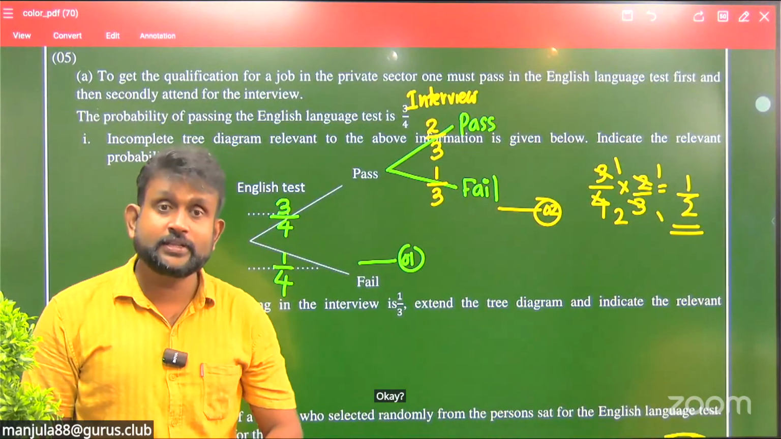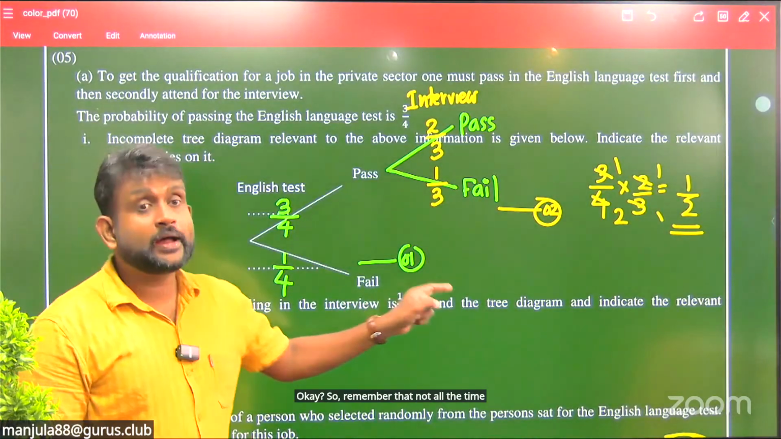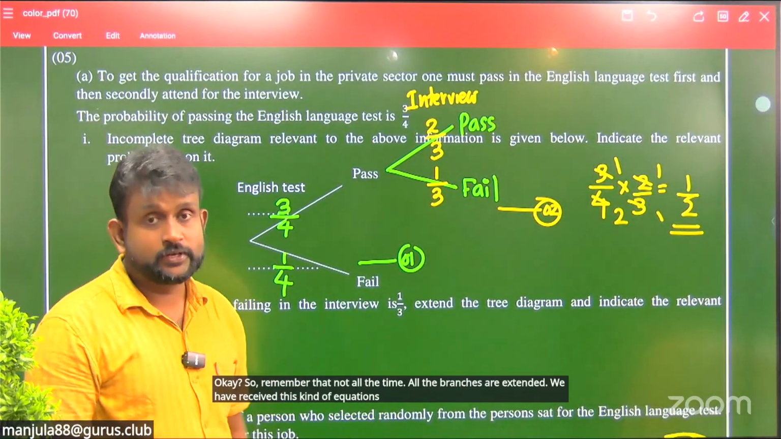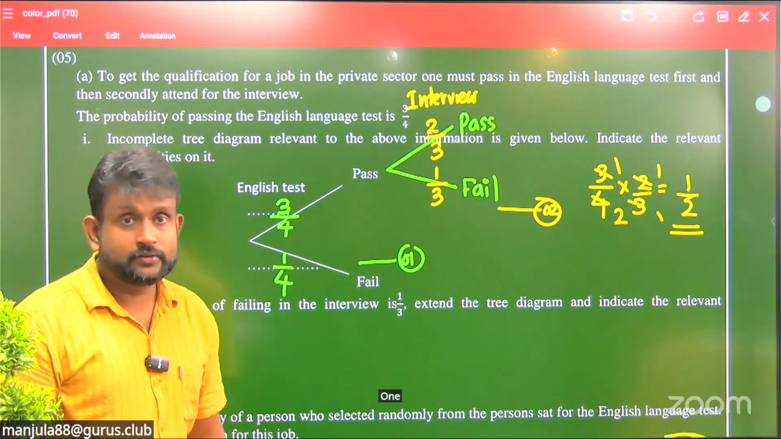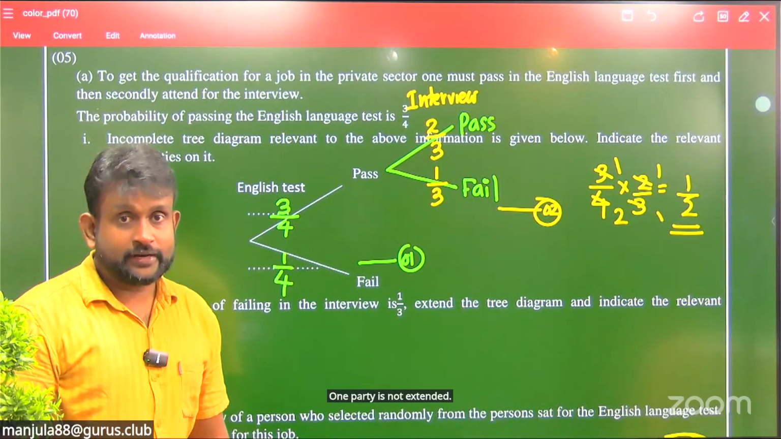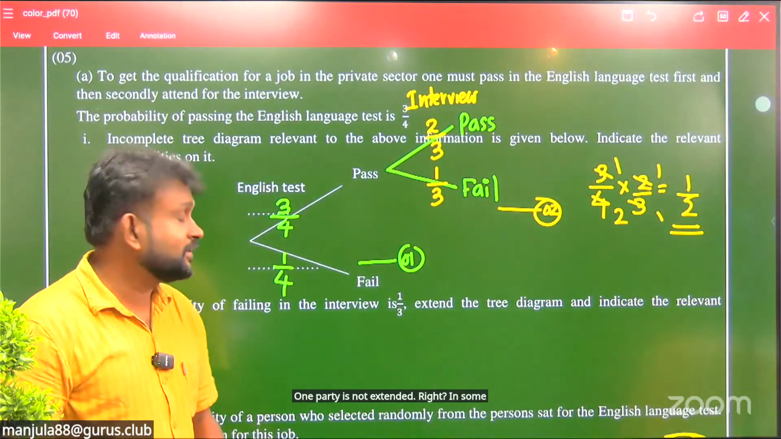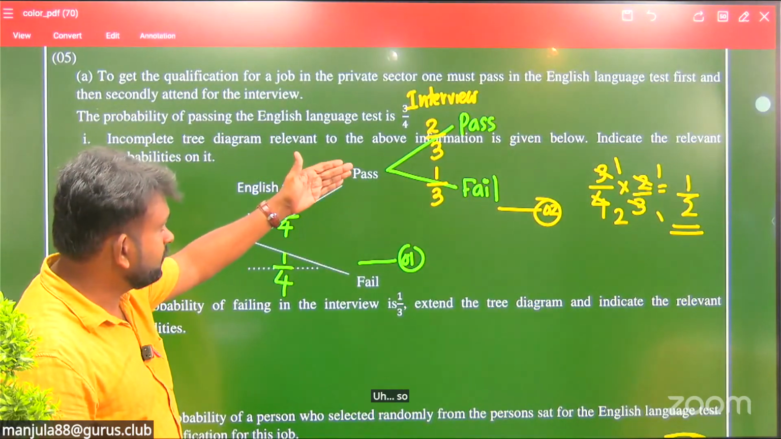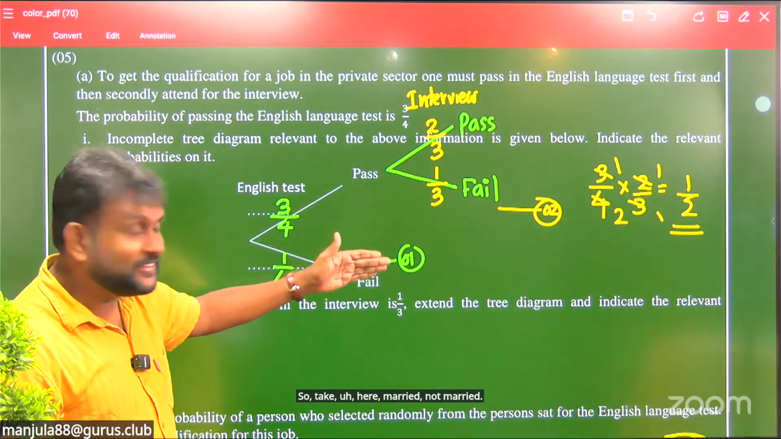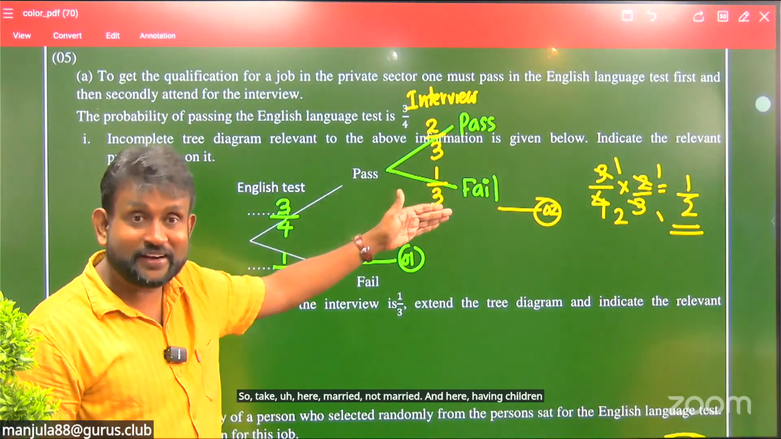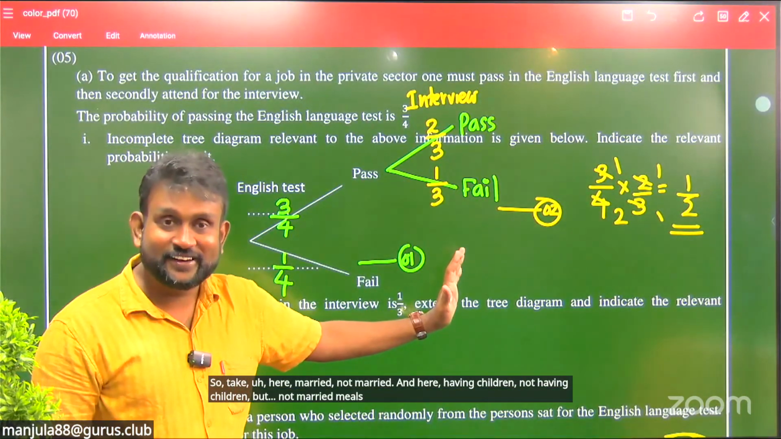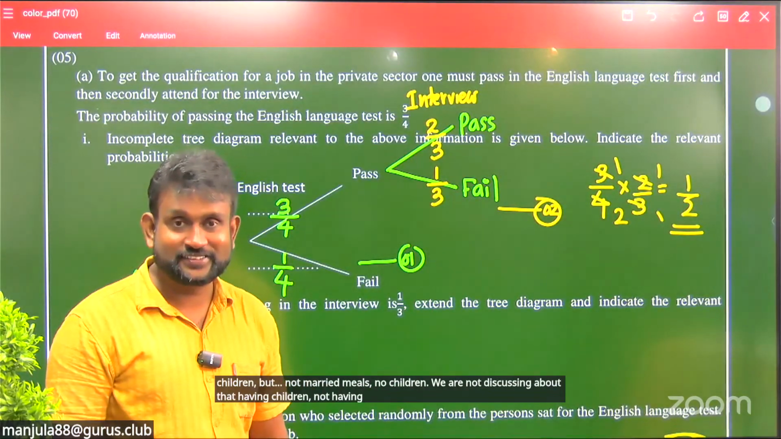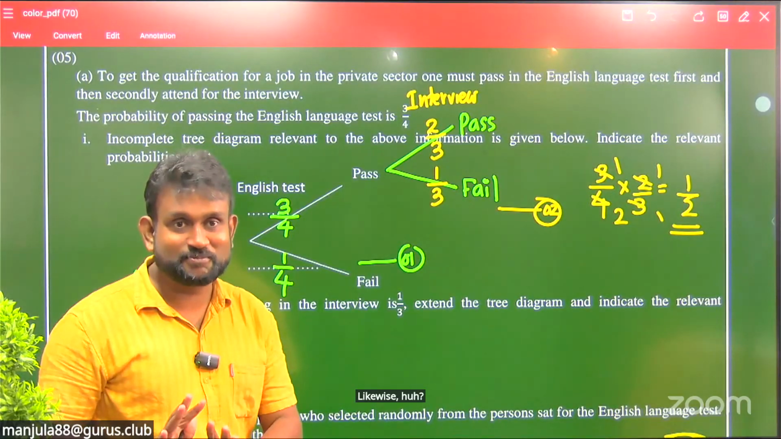So now remember that not all the branches are always extended. We have received this kind of equation in all the O-level papers. One part is not extended, right? In some examples, take married, not married, and having children, not having children. But not married means no children. We are not discussing the having children, not having children case. So the common sense should be there.